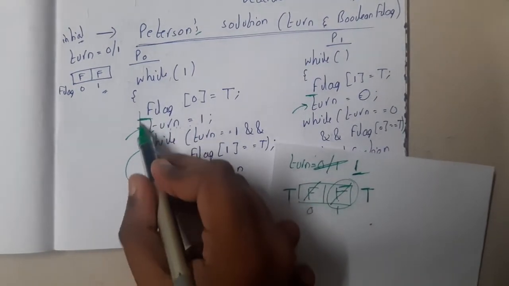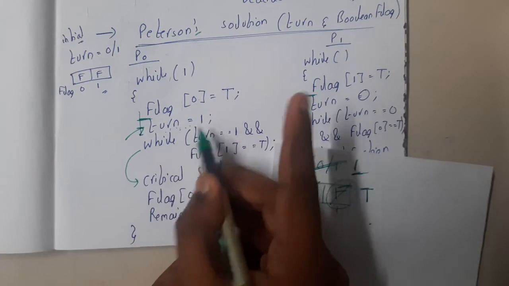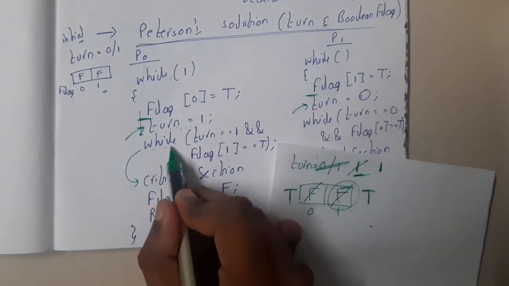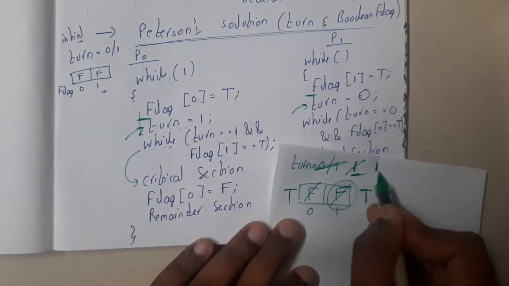Okay. So let us go inside. We will go inside and make turn equal to 1. So now this turn value is 1. Now you will come inside and check while turn double equal to 1. Yes, it is true.